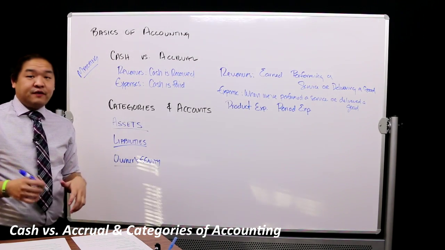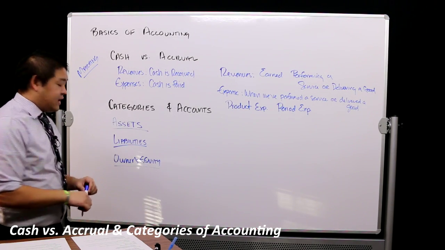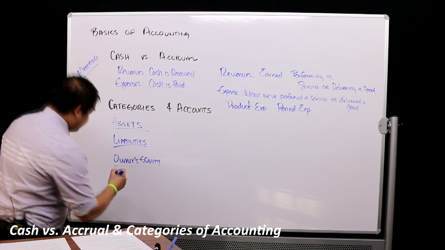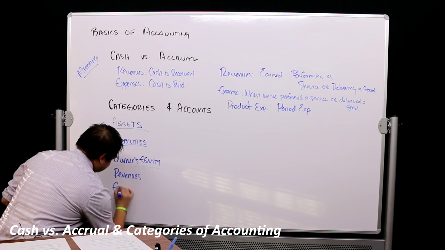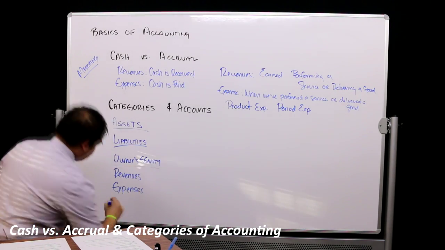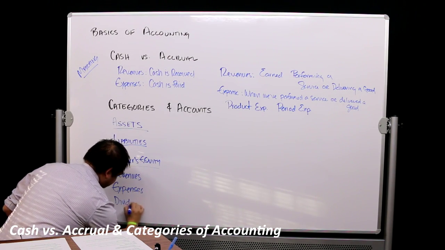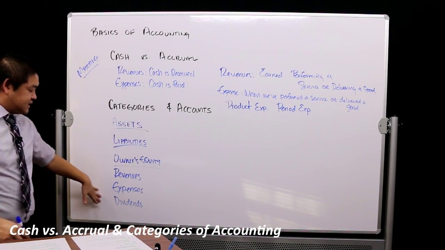Now there are three more that go under owner's equity that we'll talk about briefly, and we're only going to talk about them briefly because we're going to talk about them more when we talk about the accounting equation, and that's revenues, expenses, and dividends.